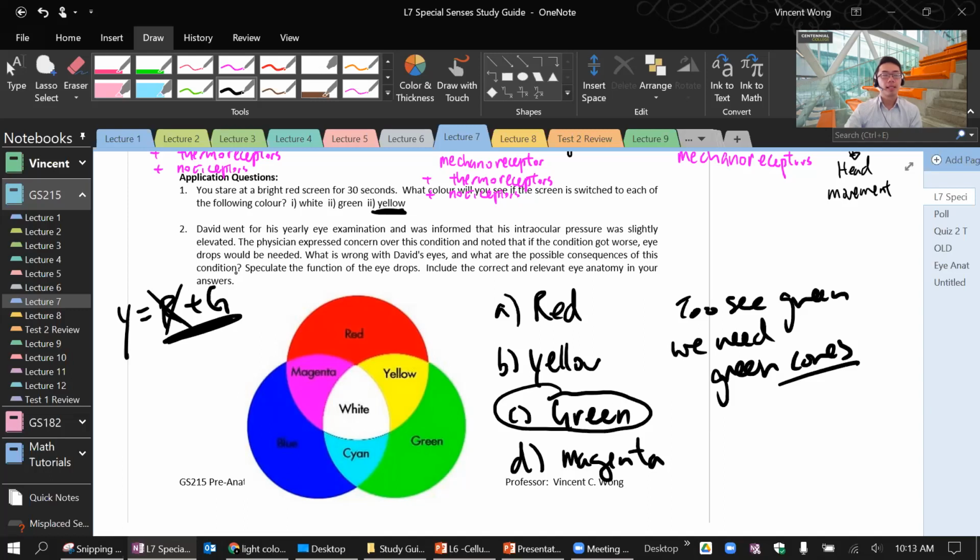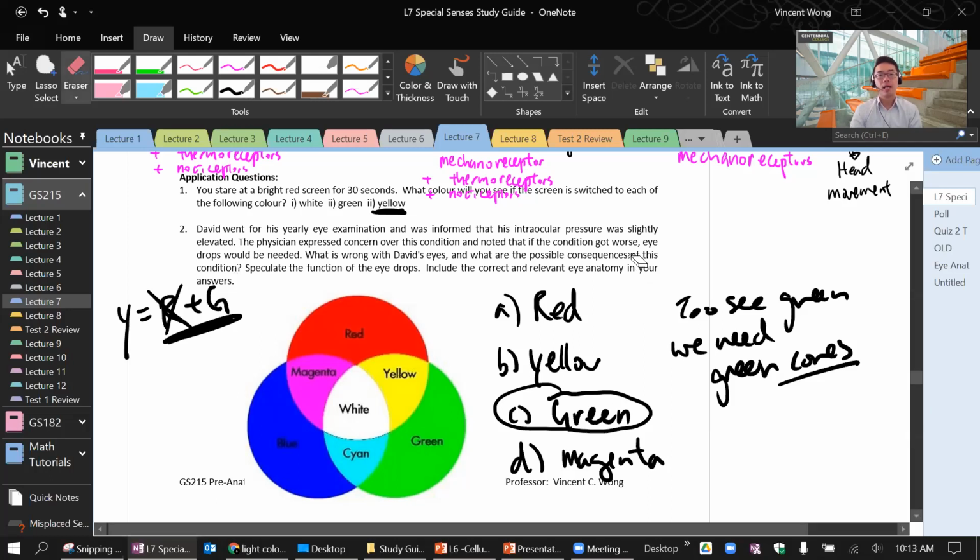All right. Okay. Next application question. David went for his yearly eye examination and was informed that his intraocular pressure, that means the eye pressure, right, was slightly elevated. The physician expressed concern over this condition. Note that if the condition got worse, eye drops would be needed. What is wrong with David's eyes, and what are the possible consequences of this condition?